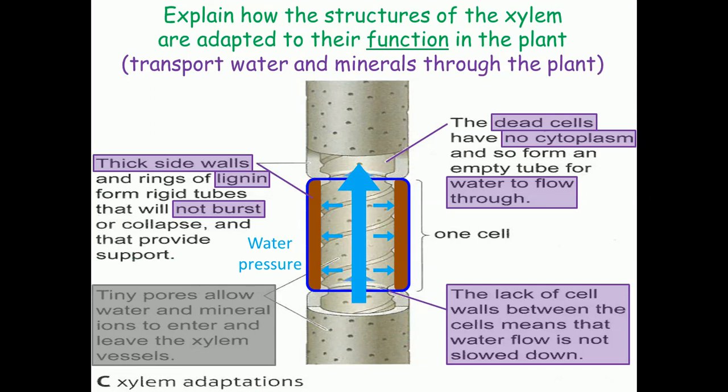So those are the adaptations that you need to know about xylem cells: having a fixed side wall made of tough cellulose and strong lignin, preventing it from bursting due to the water pressure. Then the dead cells have no cytoplasm because that helps to allow water to flow through. And then there's a lack of cell walls between the xylem cells, so water flow is not slowed down.